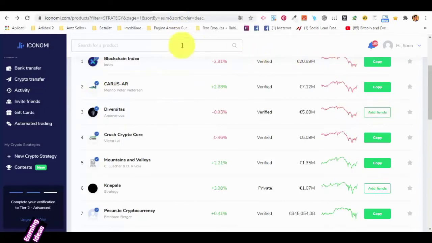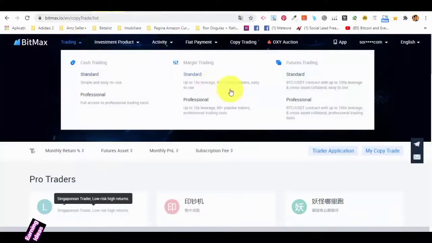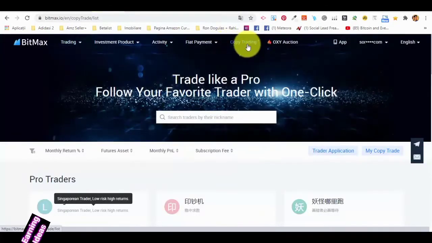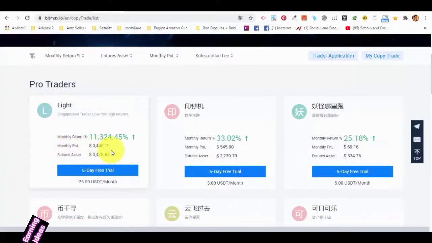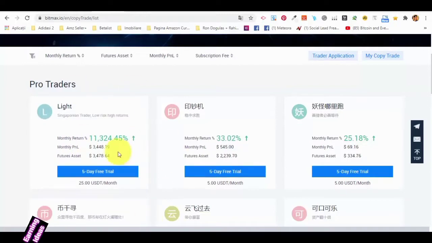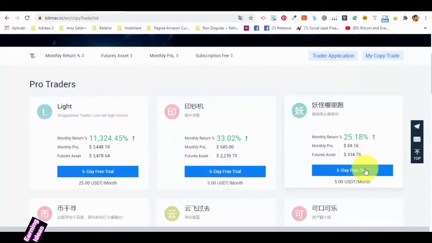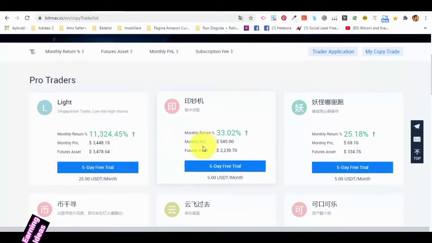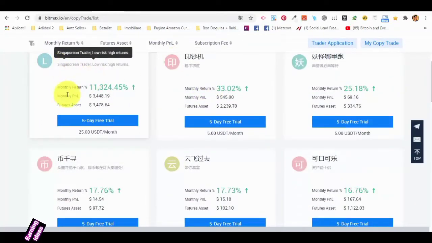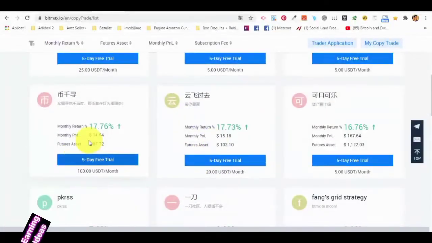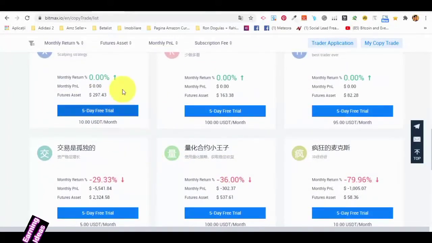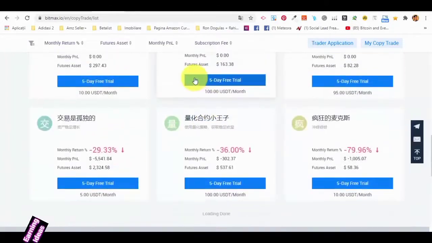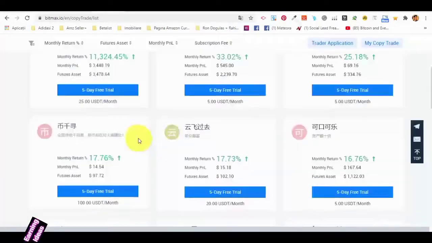Now, another platform where you can copy traders, it's BitMax. Okay, you see the option here, copy trading, and if we are going to scroll down, you can see exactly the traders that you can copy at the moment. These are the traders that you can copy. As you can see, it's not as spectacular as Economy, but still it's an interesting platform.